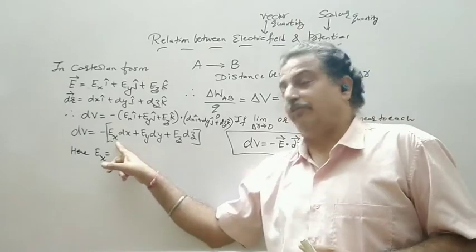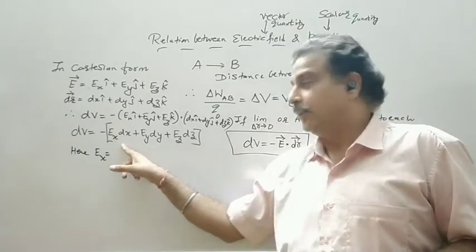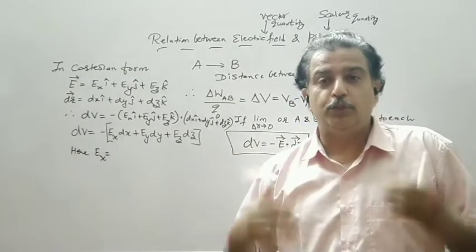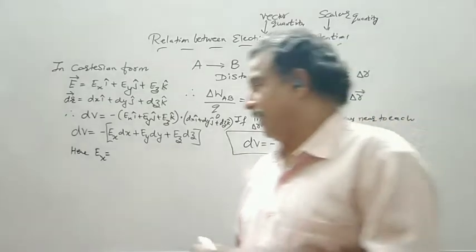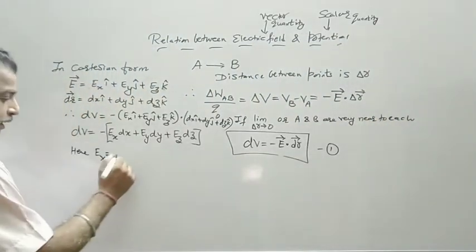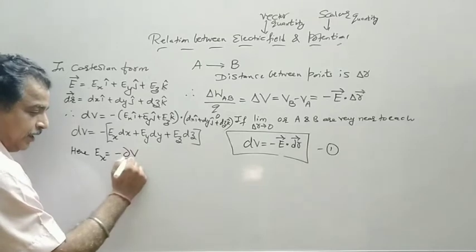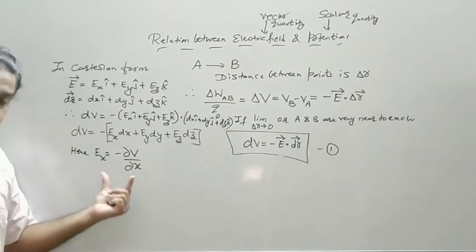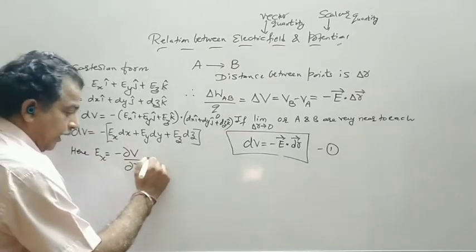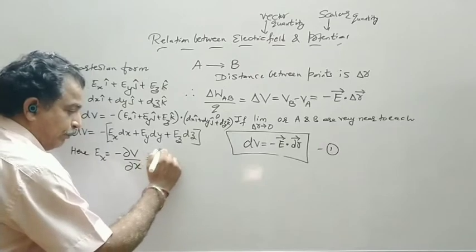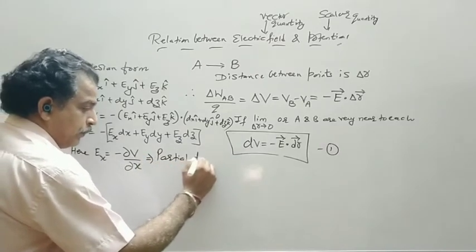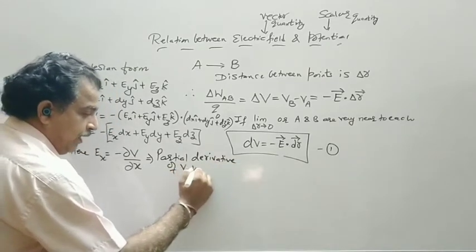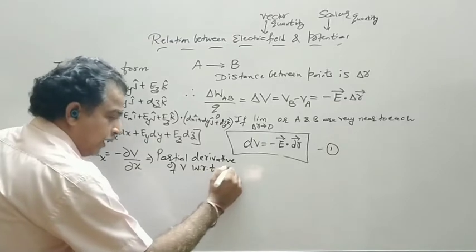But here electric field is a vector quantity. It has 3 components. Potential is a scalar quantity. So we introduce a new concept of mathematics. Ex can be written as minus del V upon del X. We will see the meaning of this equation also, and it will be read as partial derivative of V with respect to X.